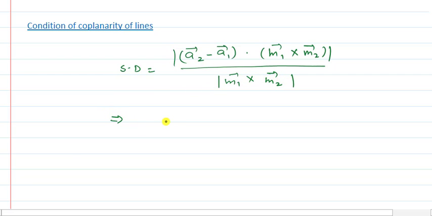So, this implies that (a2 minus a1) dot (m1 cross m2) is equal to 0. There is no need to calculate the modulus of m1 cross m2. We just need to find out the numerator part, and if this is 0, then we can say that lines are coplanar.